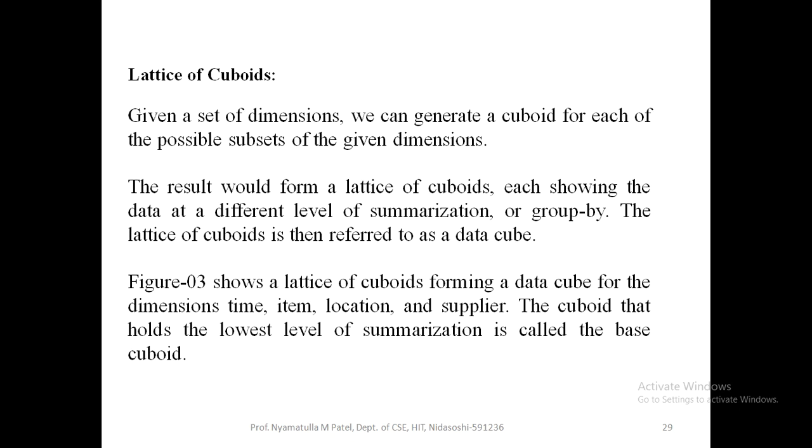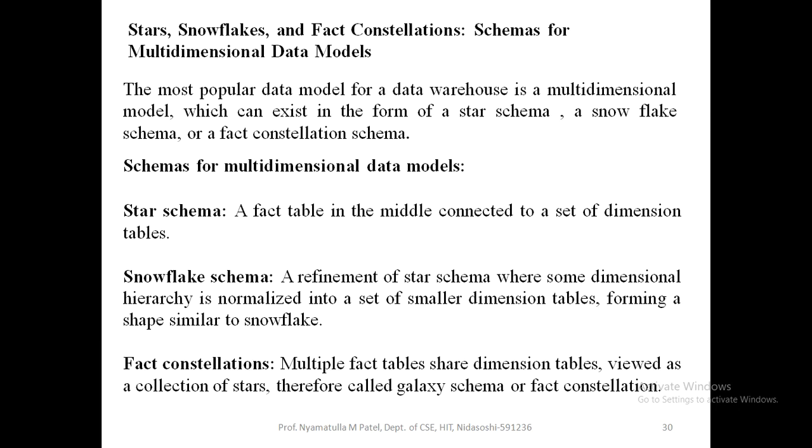The result would form a lattice of cuboids, which we discussed in the previous slide, each showing data at a different level of summarization or group-by. The lattice of cuboids is then referred to as a data cube. Figure 3 shows a lattice of cuboids forming a data cube for the dimensions time, item, location and supplier. The cuboid that holds the lowest level of summarization is the base cuboid, which we have already discussed.